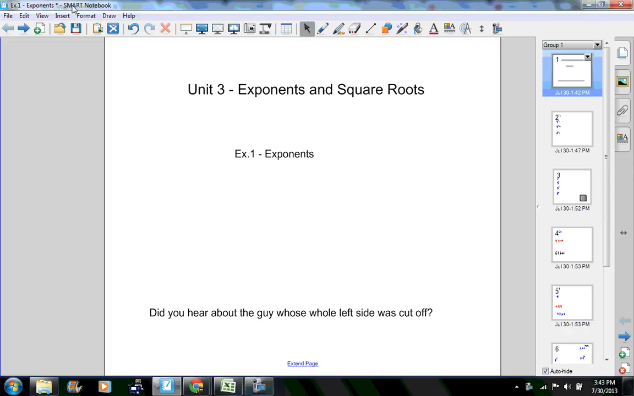Hello everyone, we are starting Unit 3, which is going to be working on a lot of exponents and square roots, which is something that I'm sure you've seen before, but we're just going to take it to another level. Before we start, though, I wanted to tell you guys a quick story.